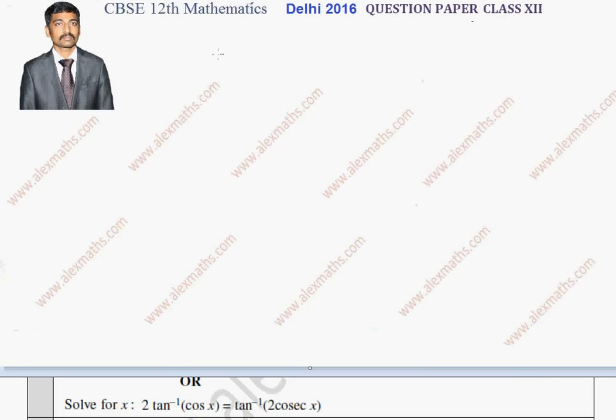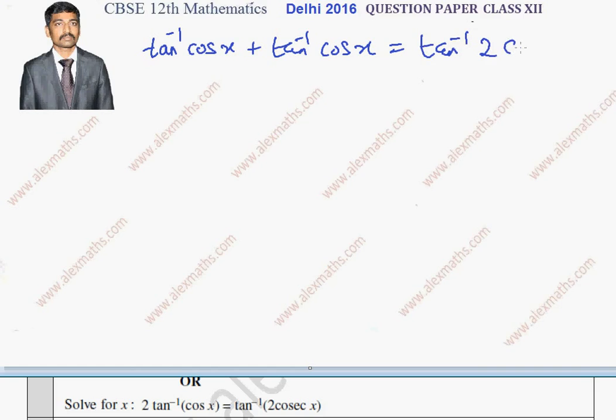Question number 7, or part, where we have to solve. So it means we have to get the value of x. In the LHS we have tan inverse cos x. I will write this as tan inverse cos x plus tan inverse cos x, because we have two tan inverse cos x. And the other side I am writing as it is, which is tan inverse 2 cosecant x.